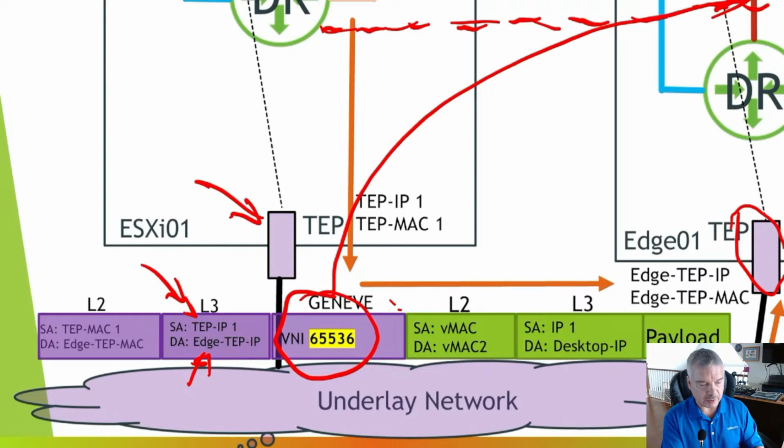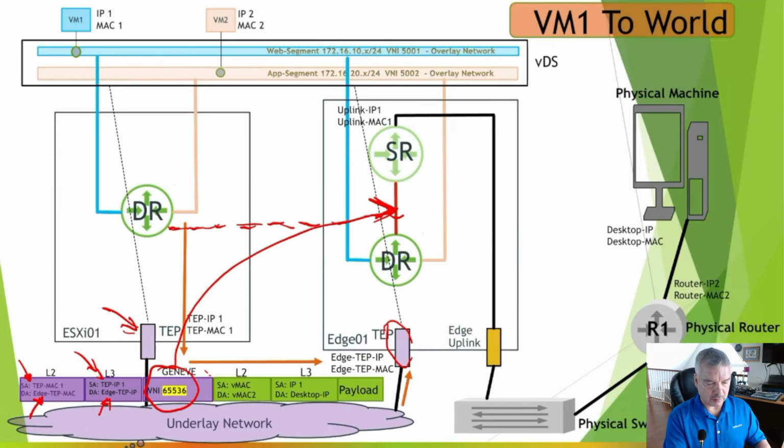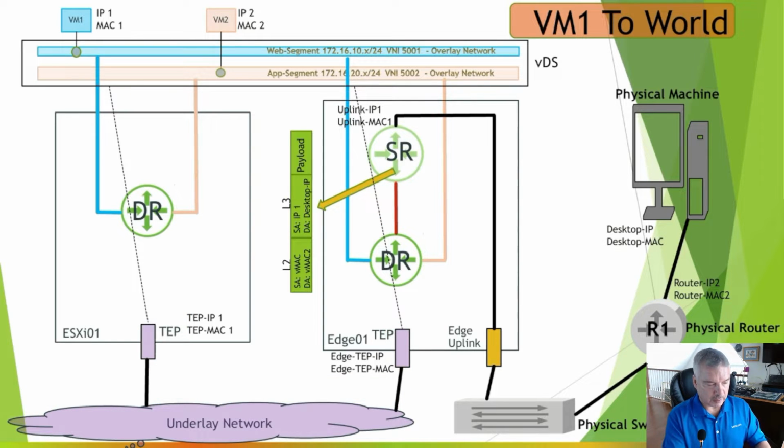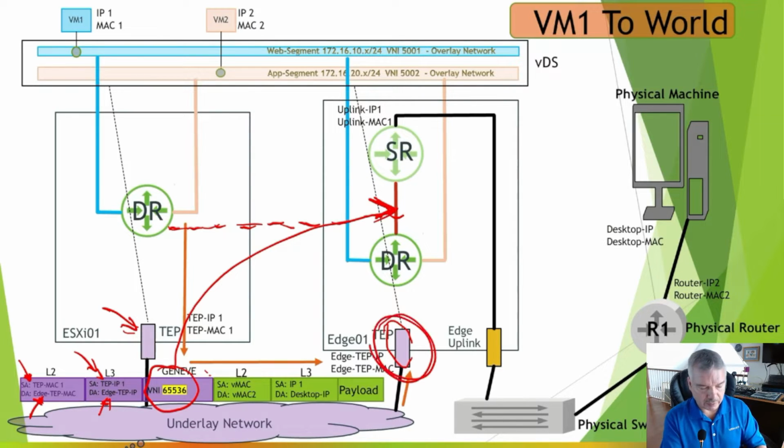In this case, since our TEPs are on the same subnet, not going through routers, we see the source MAC is the TEP MAC of the ESXi host, and the destination is the TEP MAC of the edge. That's going to get fired across the network, arrive over at the TEP. The TEP's going to look at the Geneve information and say, no, that's me.